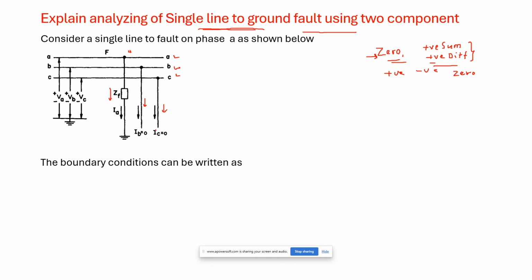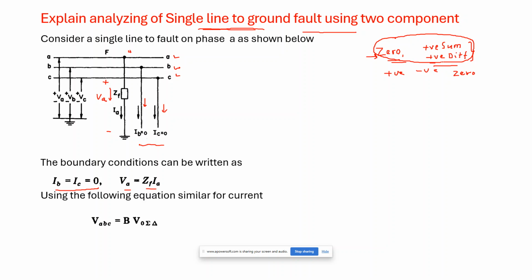And now let us write the constraints or the boundary conditions. Here it is written that IB is equal to IC is equal to 0, there is no current in these two phases, and VA, that is the voltage of phase A with respect to ground, is equal to ZF into IA. So this is the voltage we get. Now based on these boundary conditions, we have to derive how these networks, the zero, positive sum and positive difference, are connected. How are these equations connected? So let us start finding that out.